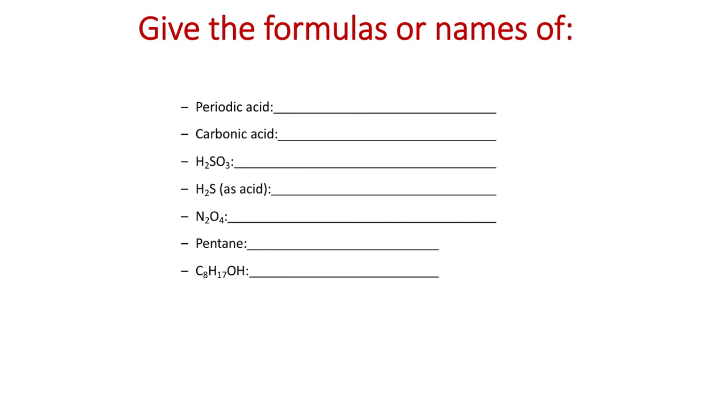So just some review here. We did the periodate, so this was the HIO4 acid we named earlier. We did carbonic acid of carbonate, so this is H2CO3. What's the name of H2SO3? Our purpose here is formula to name, name to formula. So what's the name of this? Sulfurous acid.